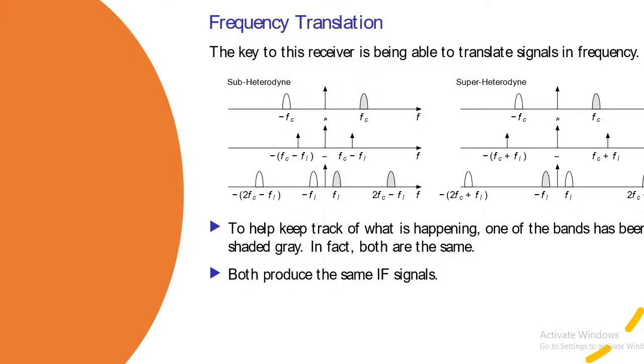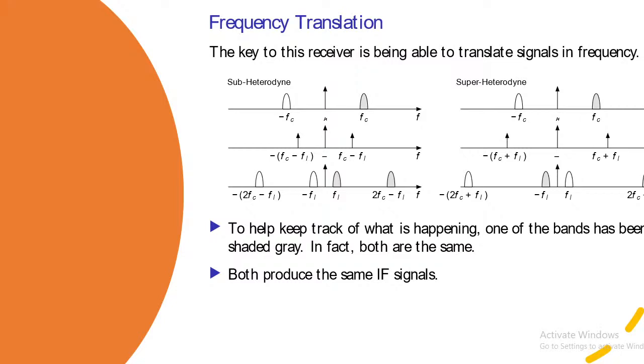In both cases, from your local oscillator, or IF oscillator, you have impulses at fc minus fI. In the sub heterodyne receiver, one is at minus (fc minus fI), the other at fc minus fI. Whereas in the super heterodyne receiver, it is minus (fc plus fI) and fc plus fI. So these are the locations after the IF filter: fc minus fI, or fc plus fI. For super heterodyne, it is fc plus fI. So you increase it.